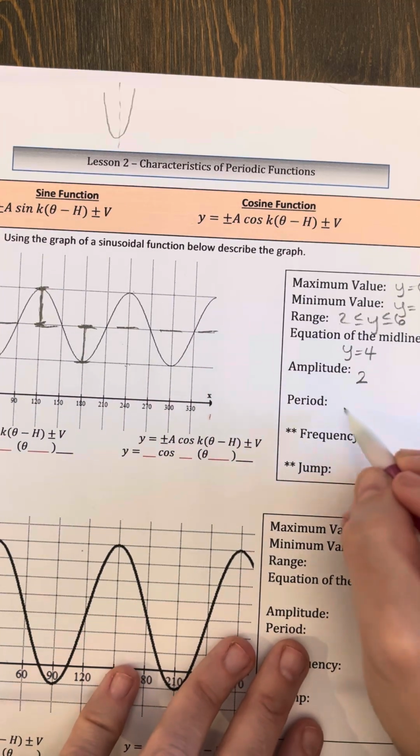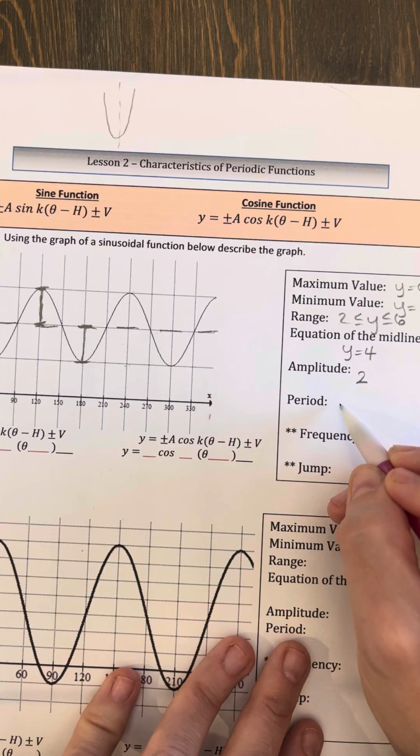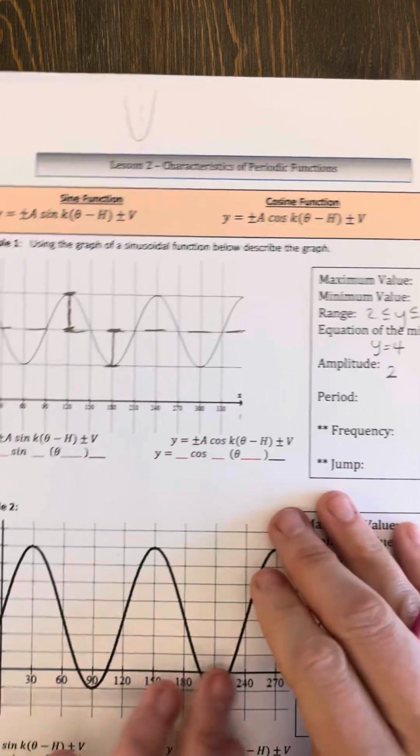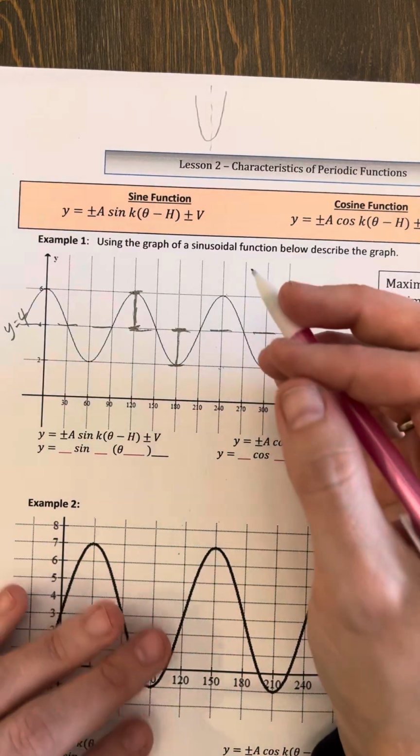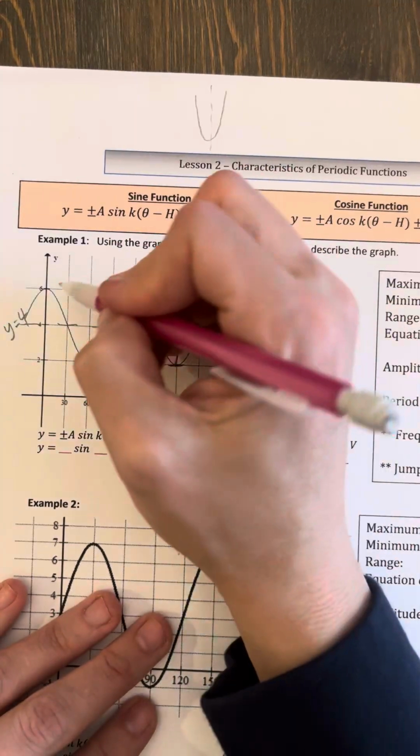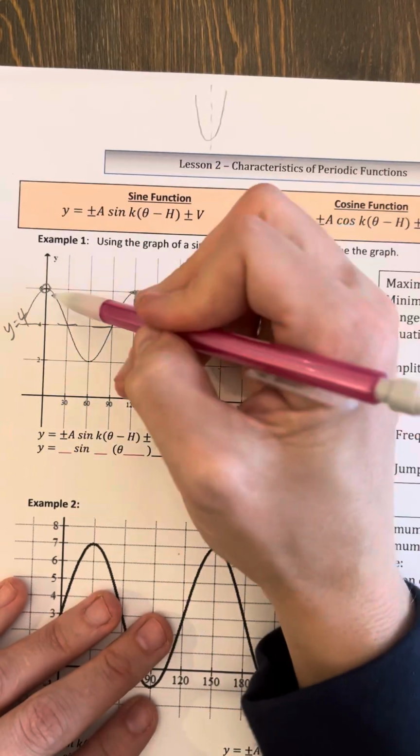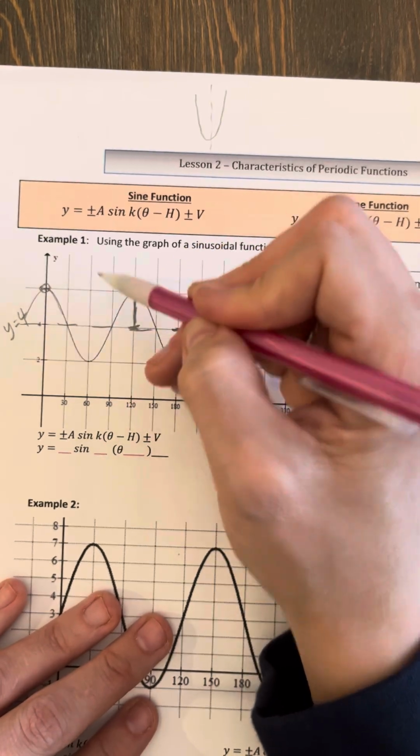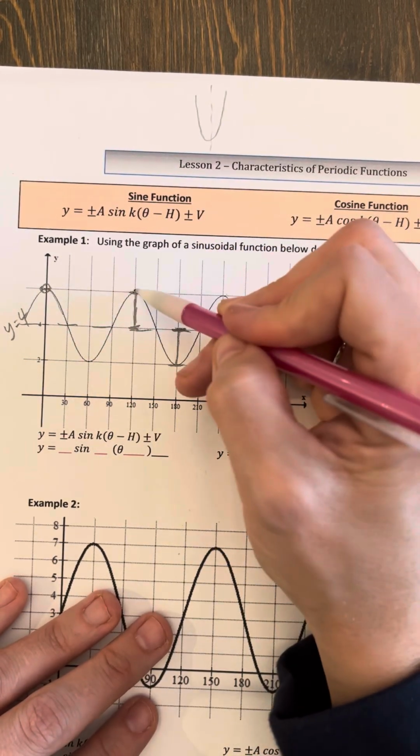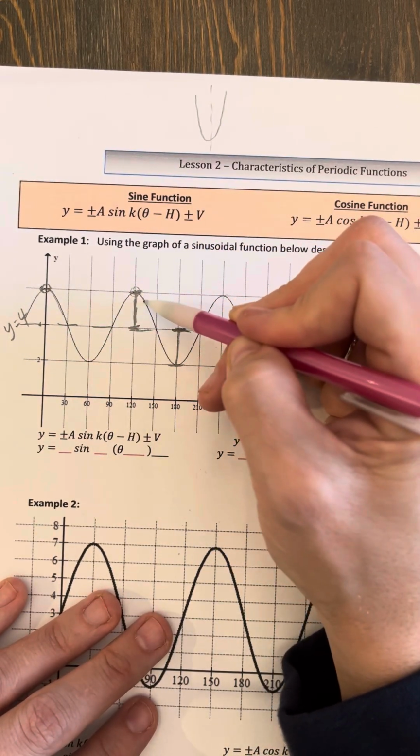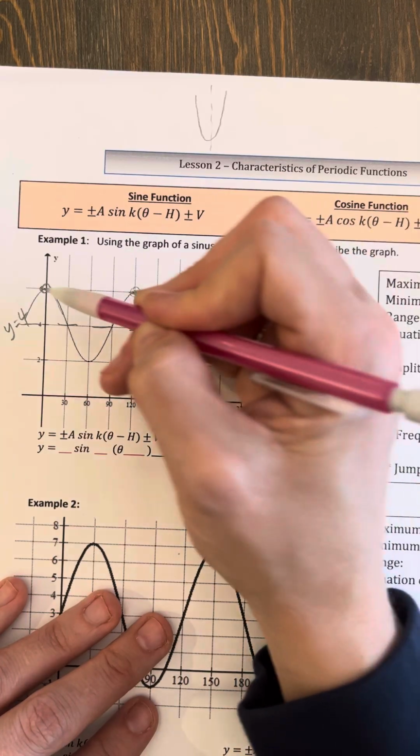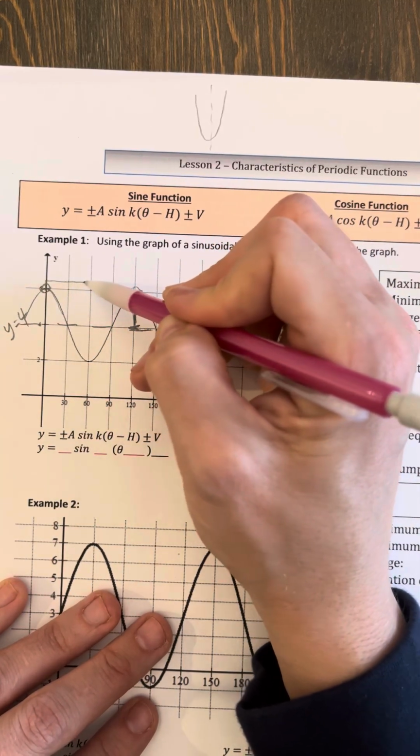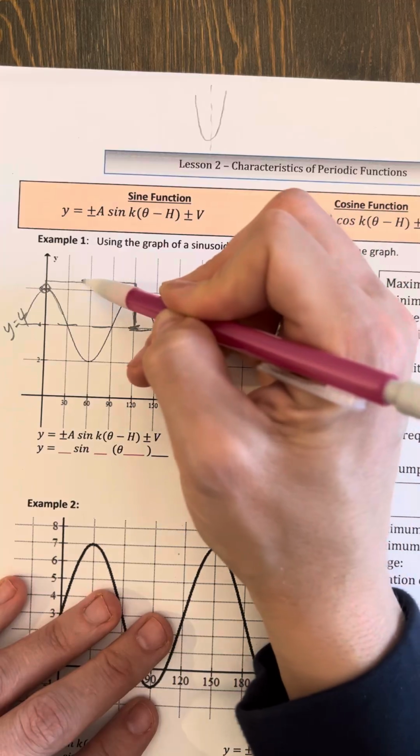Your period is how long it takes for a full cycle to happen. So if you look at your graph, you have to pick a reference point to start at. Maybe we start here. This is a crest, and it's going down. The next point where I have a crest and then it's going down is right here. So a period is how long it takes for this cycle to happen.